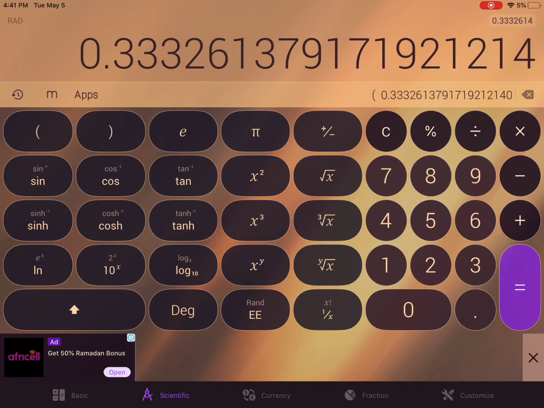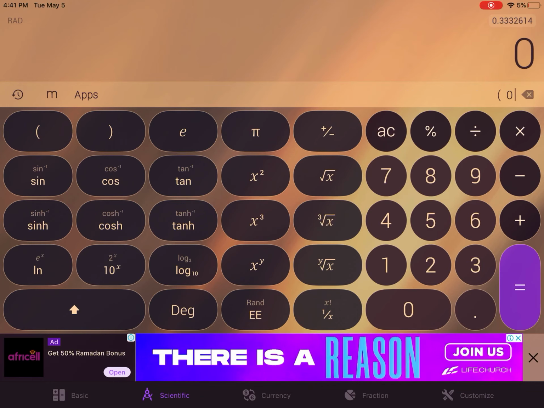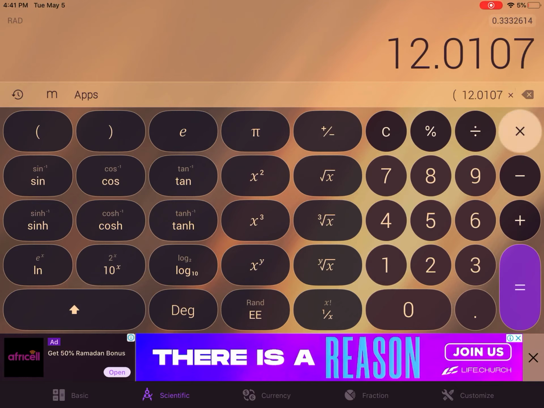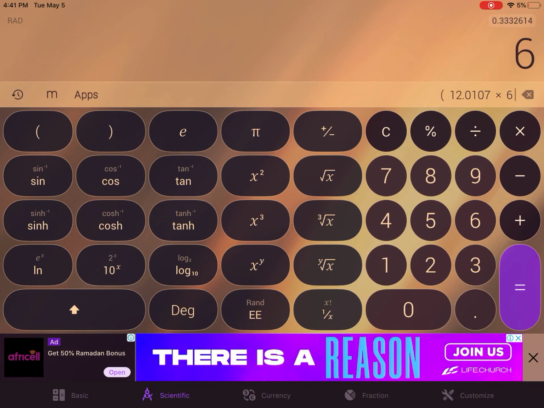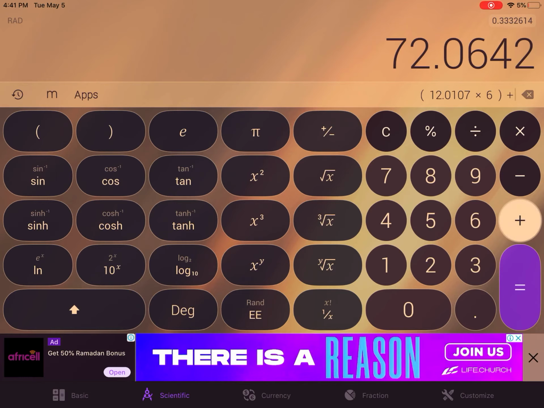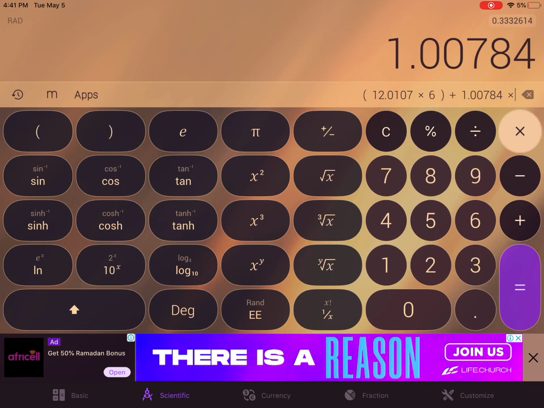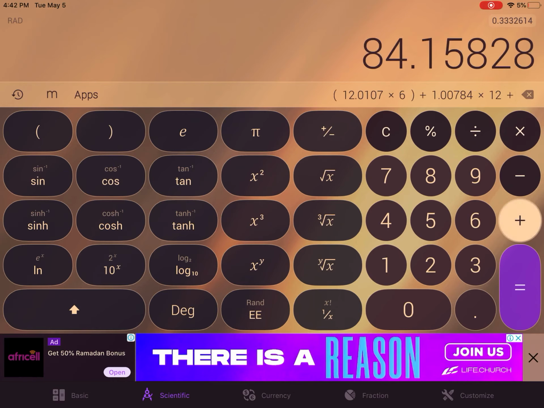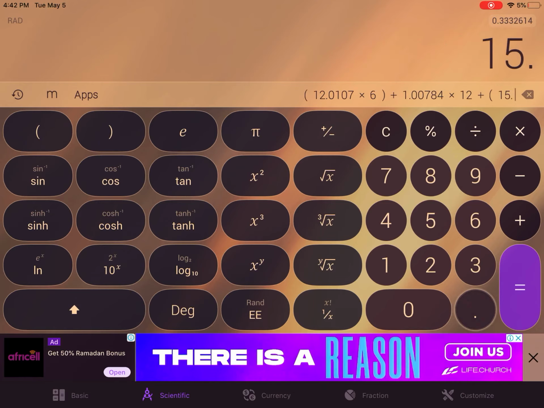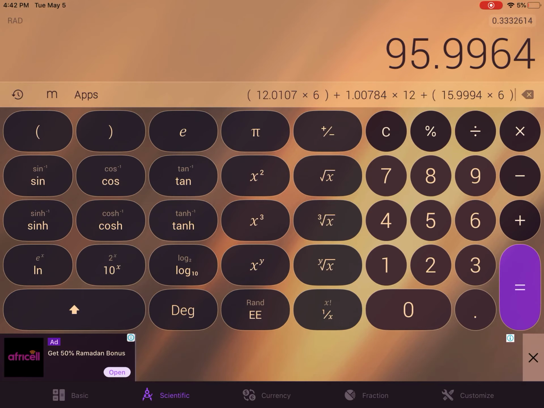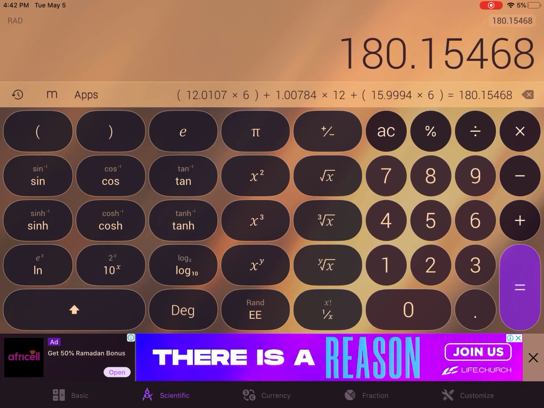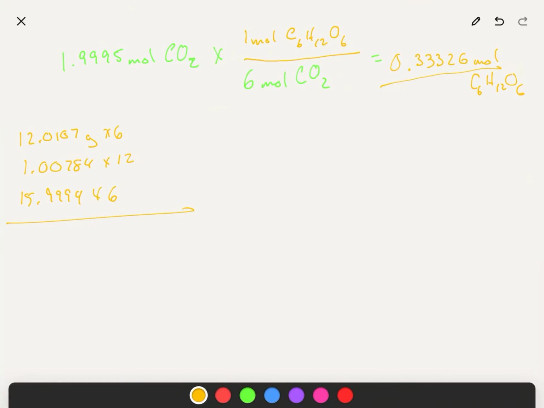So glucose, 12.0107 times 6, plus 1.00784 times 12, plus 15.9994 times 6, equals 180.15468 grams per mole.